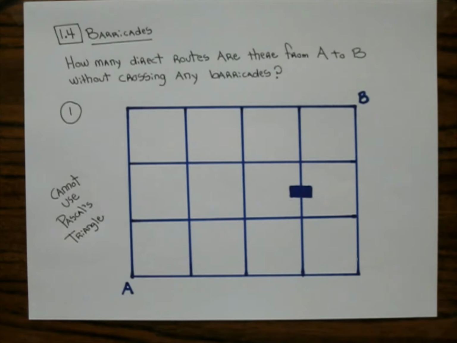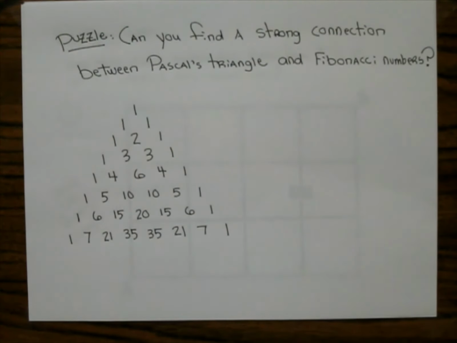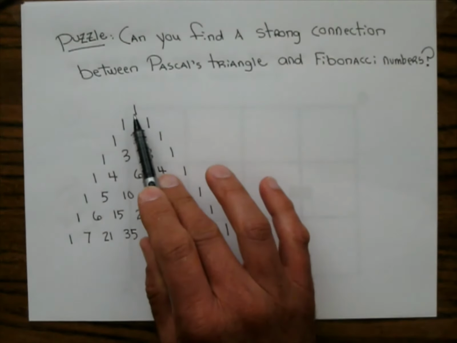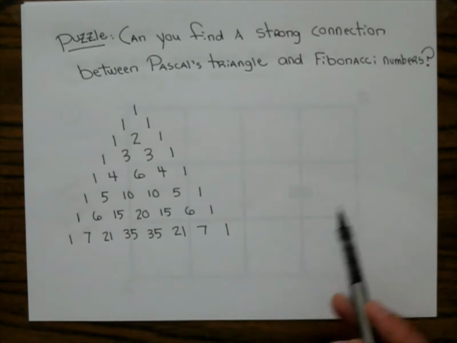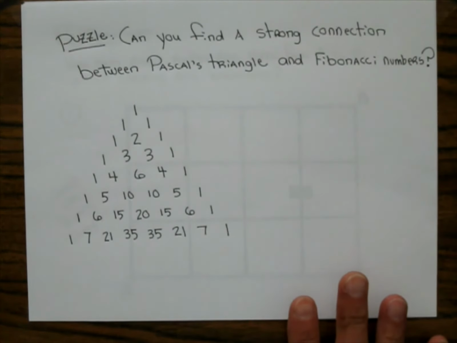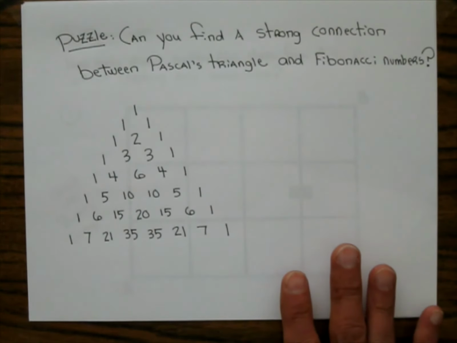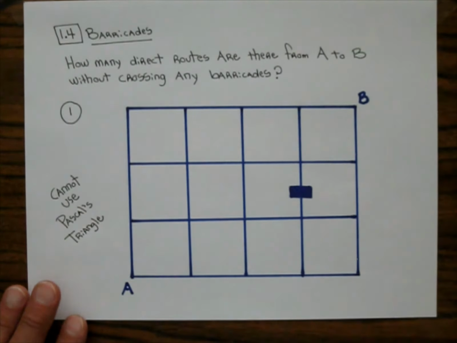Now, before we do this problem, I'm going to give you the puzzle for this video. Can you find a strong connection between Pascal's triangle and Fibonacci numbers? So some of you are like, oh, well, I see Fibonacci numbers like 1 and 2 and 3 and 5 and 8's probably down here. But no, I mean a strong connection. So this one's kind of a tough problem if you've never seen it. And the answer is really, really spectacular.